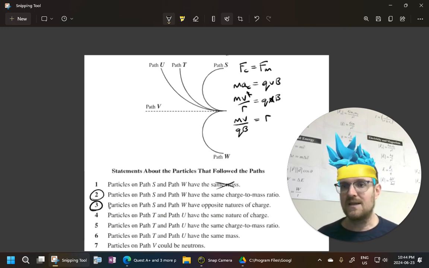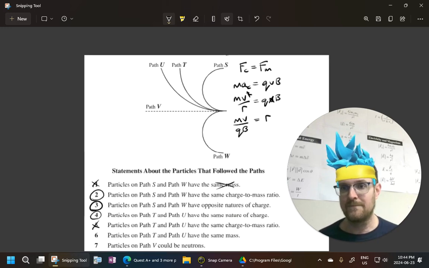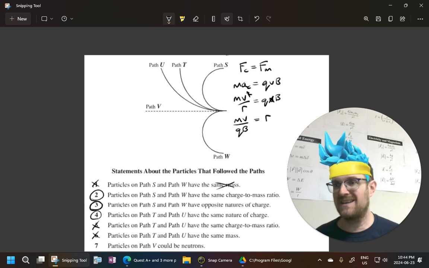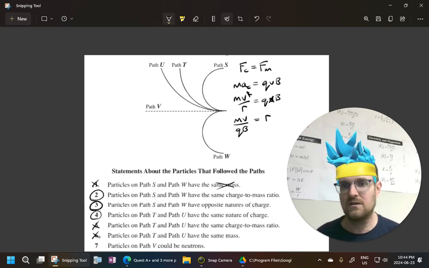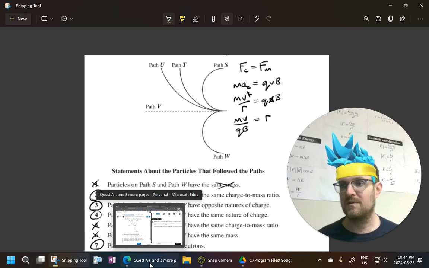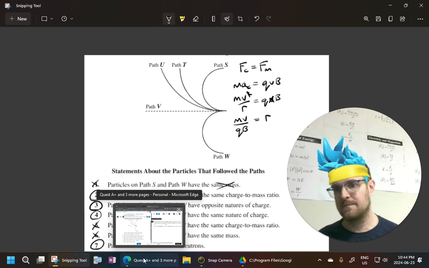T and U have the same nature of charge because they're both going in the same direction. That makes sense. They do not have the same charge to mass ratio because they don't have the same radius at all. T and U have the same mass? I don't know. And V could be a neutron, yeah. This one that goes through the middle, because it's not being deflected, doesn't have a charge, so it's not producing a magnetic field. It's not going to produce a force with another magnetic field, right? Remember, moving charges will produce a magnetic field, but it has to be charged.